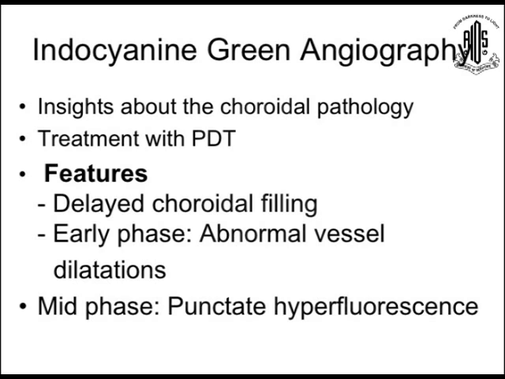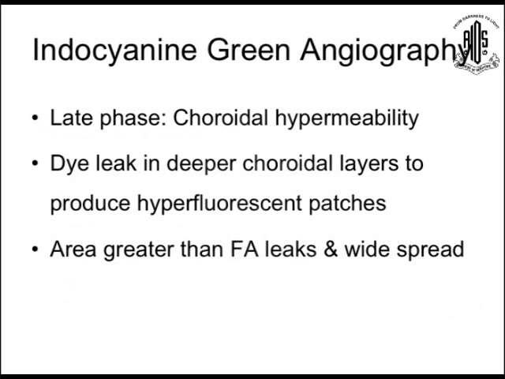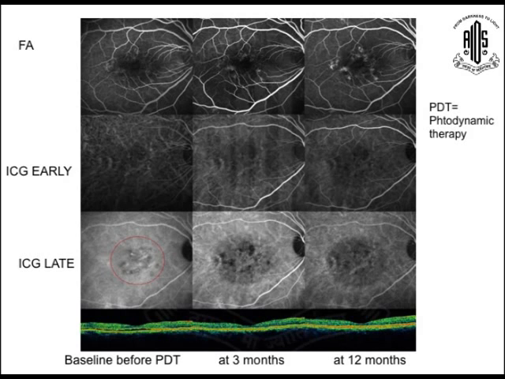Features are delayed choroidal filling initially. Early phase shows abnormal vessel dilatations. Mid phase shows punctate hyperfluorescence. And the late phase shows choroidal hyperpermeability, that is due to the dye leak in deeper choroidal layers. It's of course the area shows greater than fluorescent angiography leaks, widespread, and sometimes goes into the other eye also.